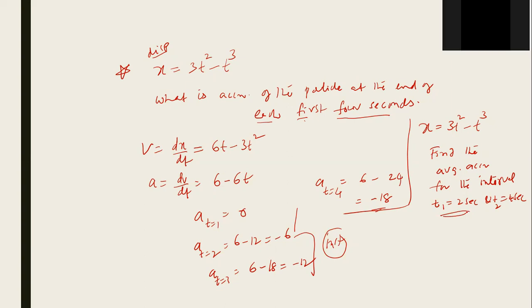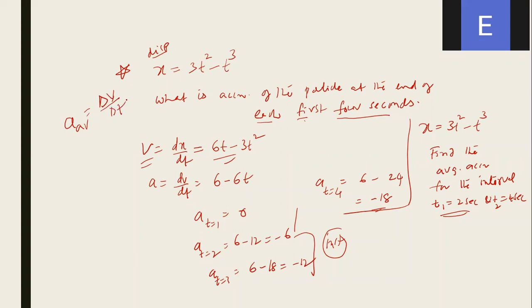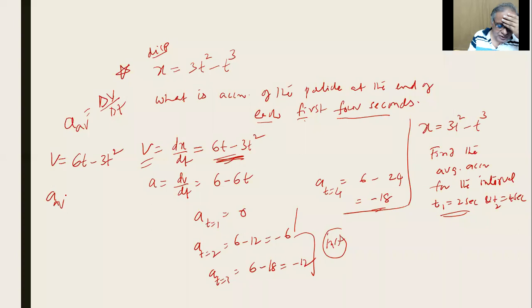So can I use this v expression? Because a average will be, children, delta v by delta t. Isn't it so? So what do I have for v? I should not take this a here. I should take this v: 6t minus 3t square. Now a average means v2 minus v1 by t2 minus t1. Since he's given the times straight away, I can use this. I need not go for the general approach like v plus delta v, because he's giving the times directly here.